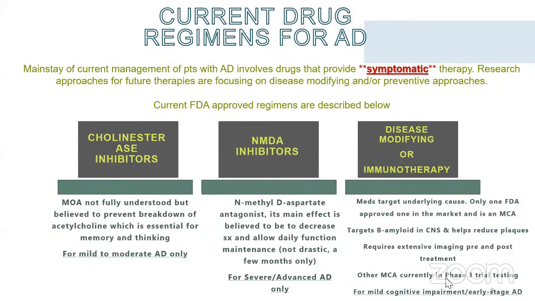So we have the current FDA approved regimens described here. First, we have the cholinesterase inhibitors, which we use for mild to moderate Alzheimer's disease only. The mode of action is not fully understood, but it is believed to prevent breakdown of acetylcholine, which is essential for memory and thinking.